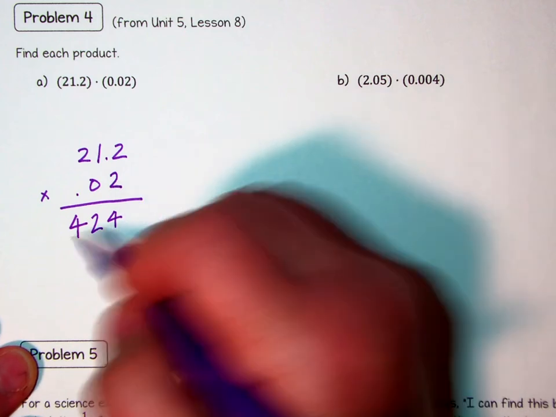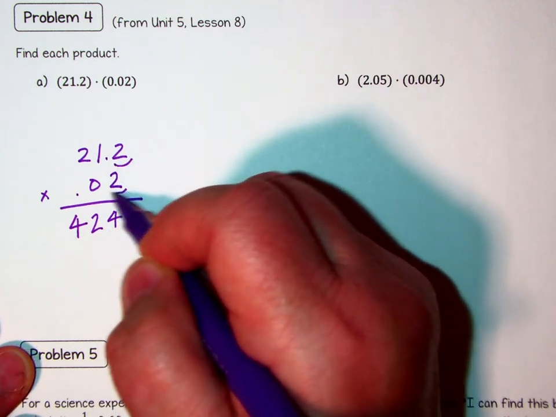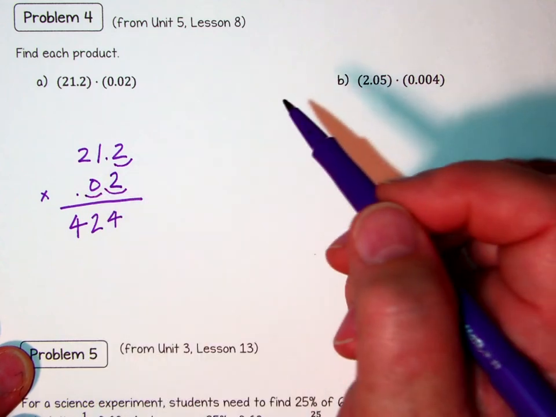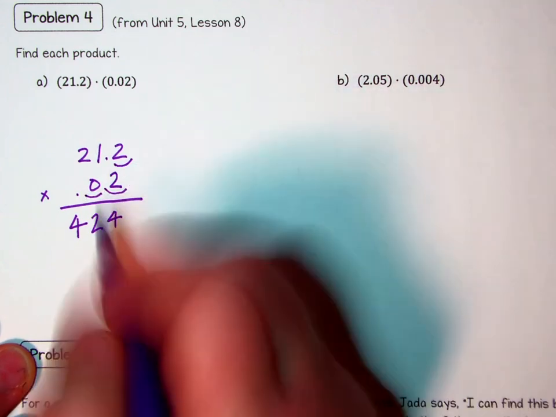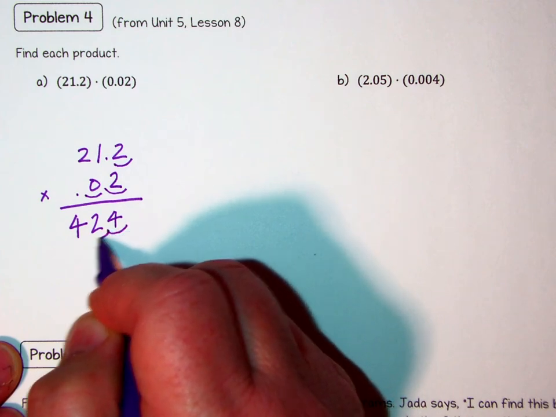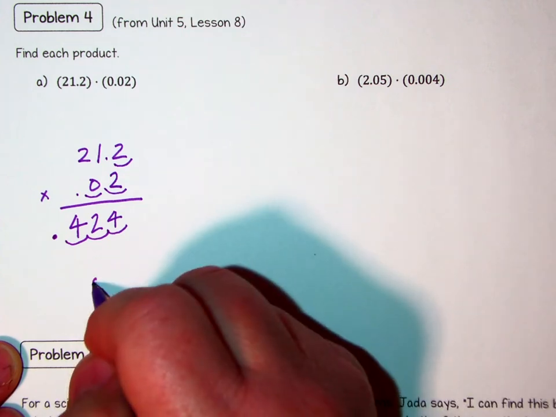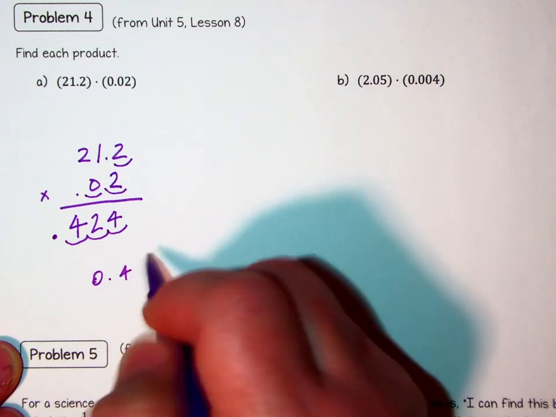But now, this is not my answer. Now I've got to go back and say, all right, there's 1 decimal point, 2 decimal points, 3 decimal points, or decimal places, I should say. So I'm going to start with my answer and move my decimal point over 1, 2, 3 spaces. So my answer is 0.424.